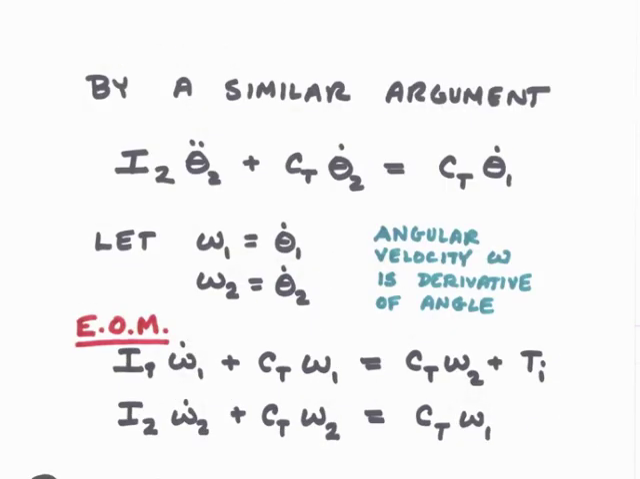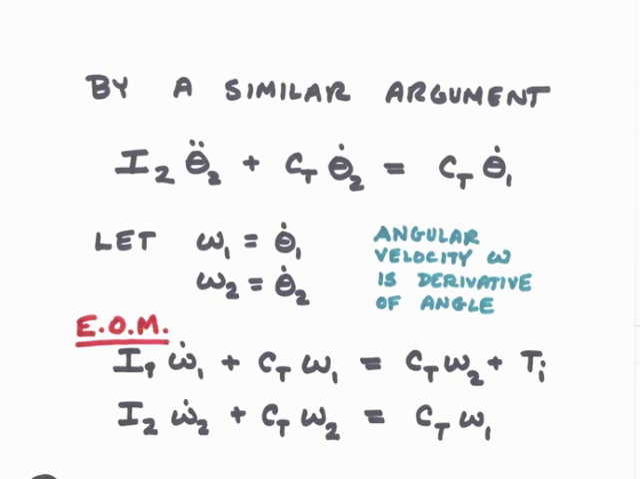Disk 2 is acted on only by the torque from the rotational damper. And using exactly the same sort of argument that we just had, I can derive the equation of motion for disk 2. That is, I can determine what the torque is from the damper as a function of the angular velocity difference between disk 1 and disk 2. And after I do so, here's the equation I'll find. I2 theta 2 double dot plus CT theta 2 dot equals CT theta 1 dot.